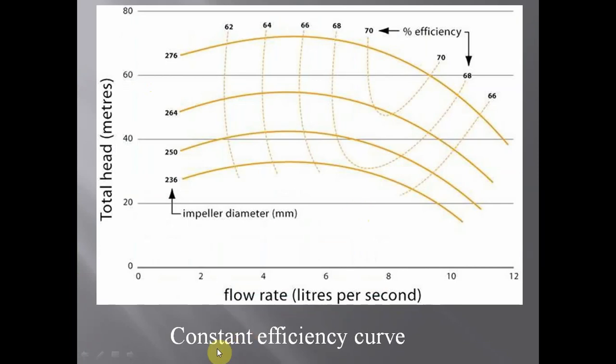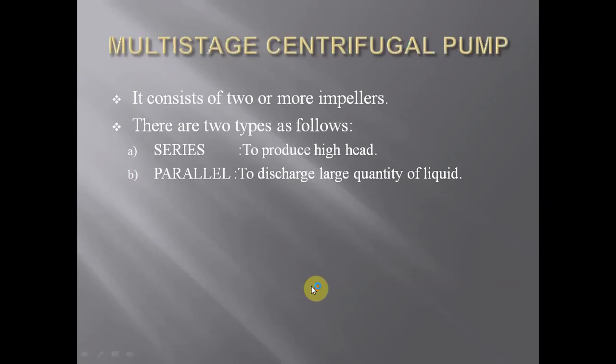Next one is the constant efficiency curve, that is flow rate in liters per second versus the total head in meters, that is 0, 10, 40, 50, 60, 80. Then efficiency in percentage. This diagram represents the flow rate, and this is the total head. From this figure you can find the efficiency of the pump with respect to flow rate.